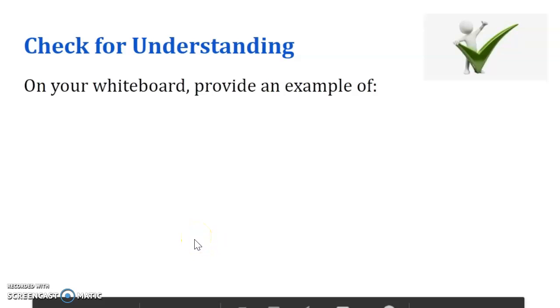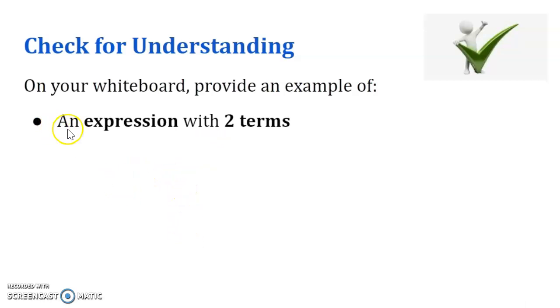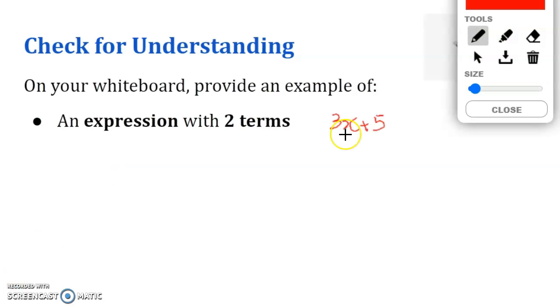Okay, so let's do some check for understanding. So on your whiteboard, remember the whiteboard 5 that we introduced you to? I want you to give me an example of an expression with 2 terms. Okay, so I could give an example like 3x plus 5. It's 2 terms because there is one part here, another part here separated by an addition sign.